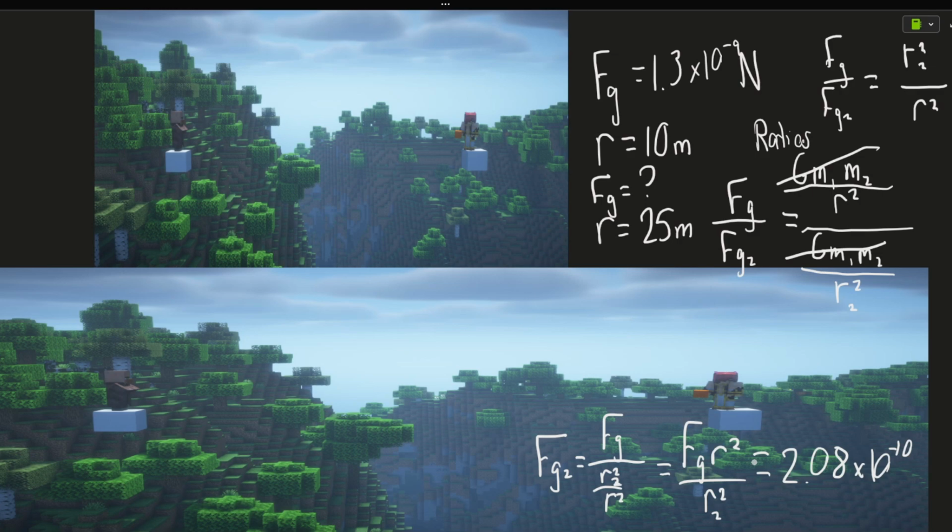So we can see that this is a smaller number than our original, which makes sense because obviously the force of gravity would be smaller if the distance is bigger. And so yeah, that's our answer. The force between us is now lowered by almost a factor of 10 actually. That's the end of the gravitational questions.